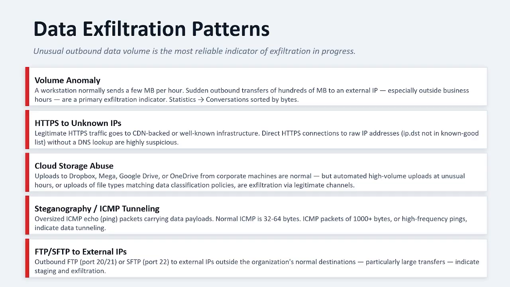Legitimate HTTPS traffic goes through a CDN-backed or well-known infrastructure. HTTPS connections to raw IP addresses, so not going to a DNS name but going directly to an IP address, could be a problem, especially if there isn't that DNS lookup.